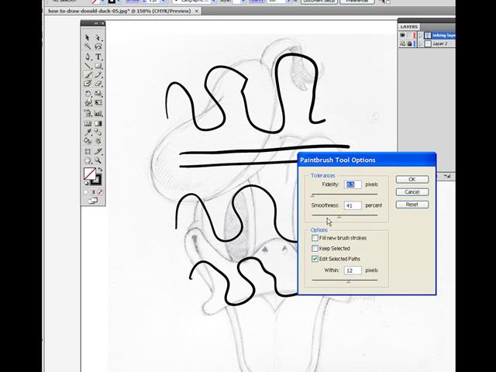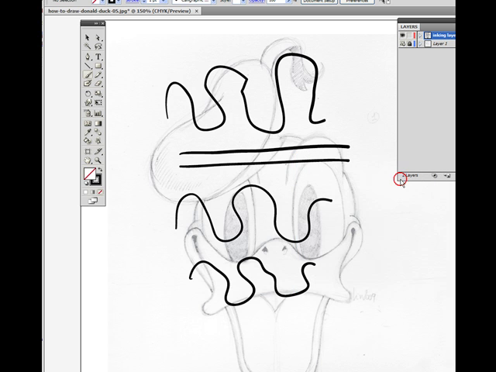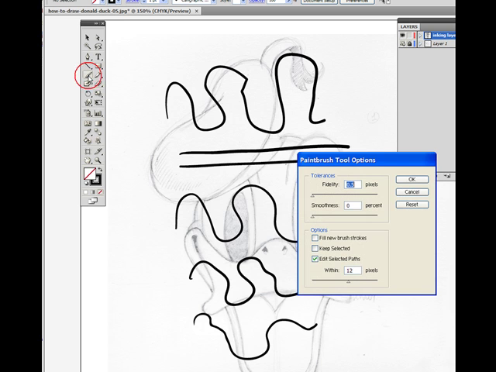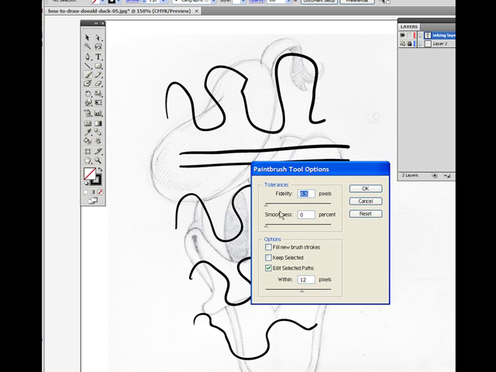In fact, if we reduce the smoothness to zero, and if we draw a very complicated line this time, it remains really identical to the original movement of my hand. So, talking about smoothness is kind of easy to understand. Fidelity is the accuracy of Illustrator following your movement, but smoothness is how much smoothing Illustrator applies when you use the tool.